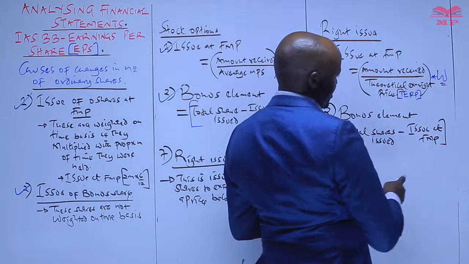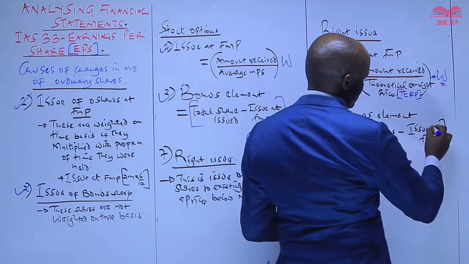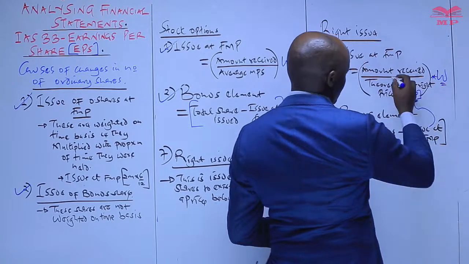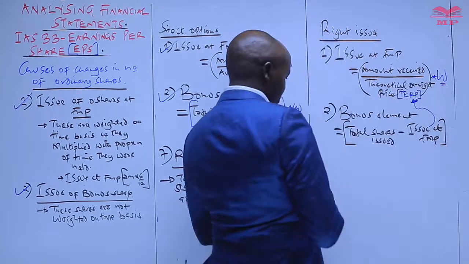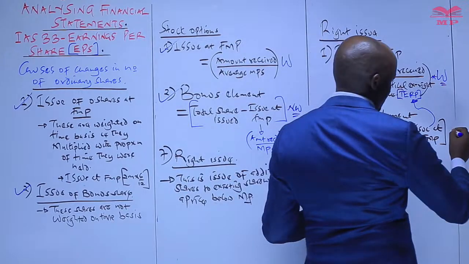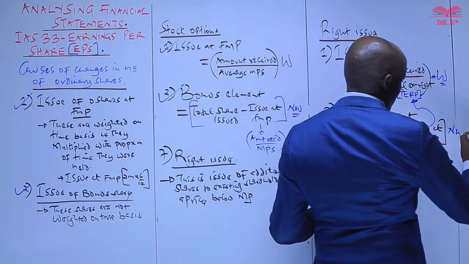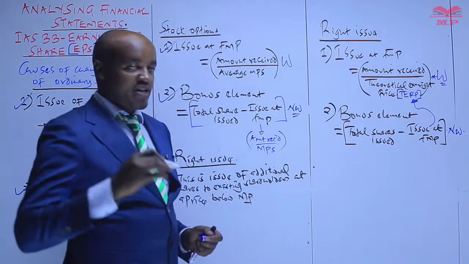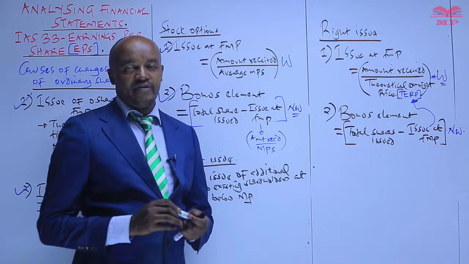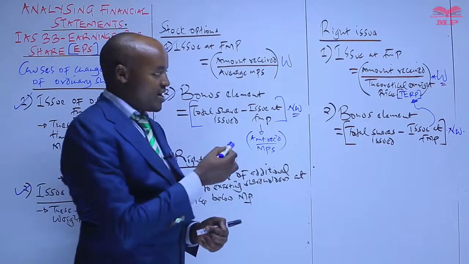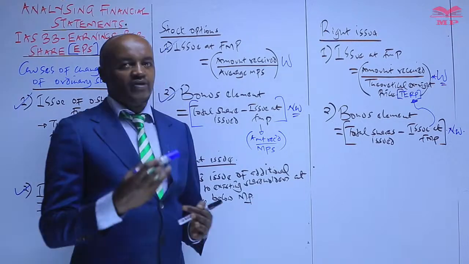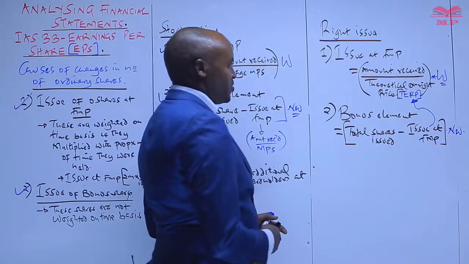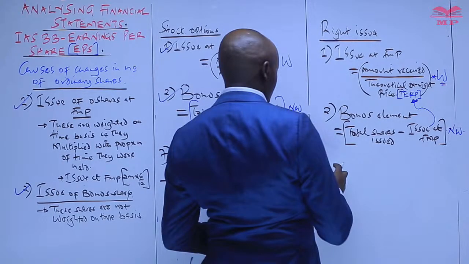And remember, to compute the shares issued at full market price, this is the formula which we apply here: amount received divided by the theoretical ex-rights price. And these particular shares here, we don't weight them on a time basis. And equally, if we are given information about the previous financial year, you also use the bonus element in terms of restating the earnings per share of the previous year. So I want to explain what the theoretical ex-rights price is here.